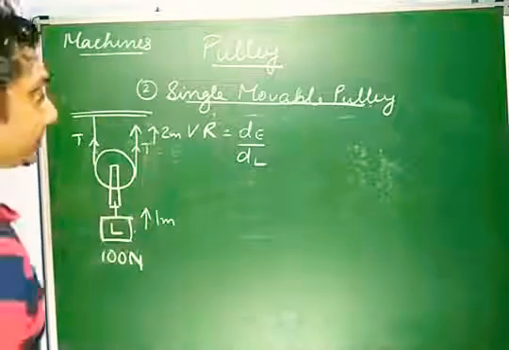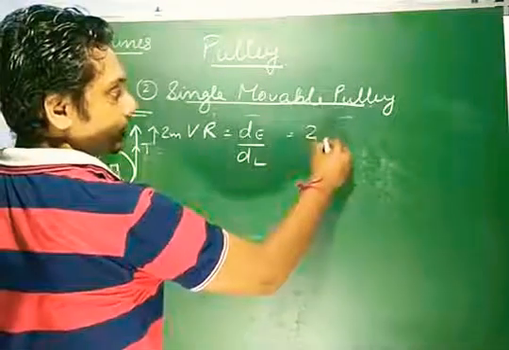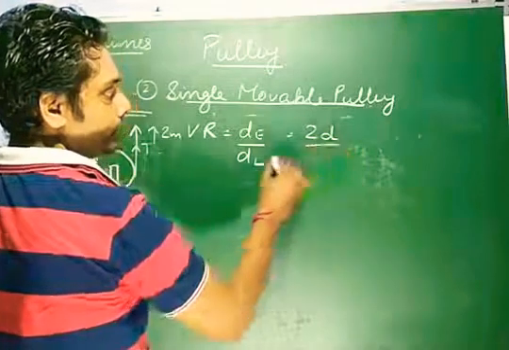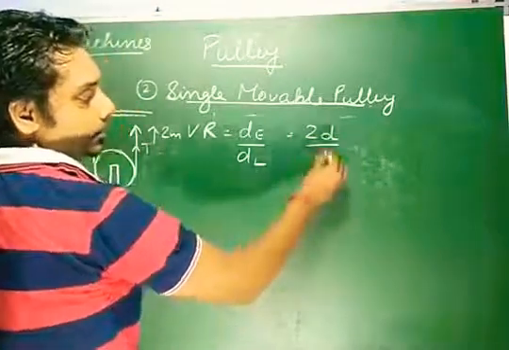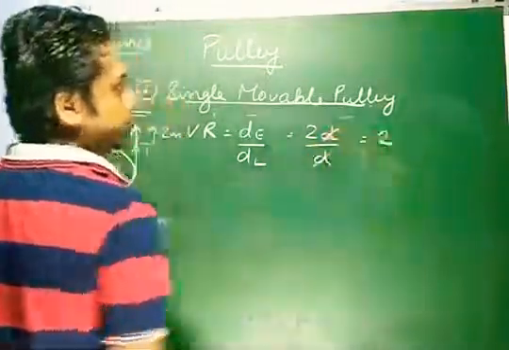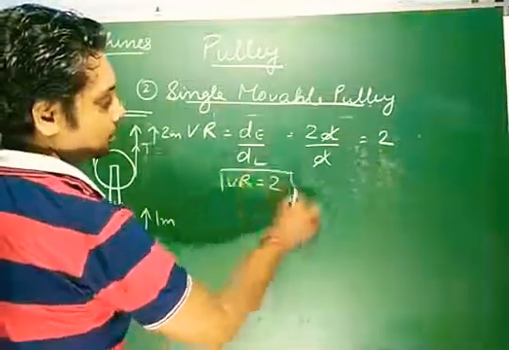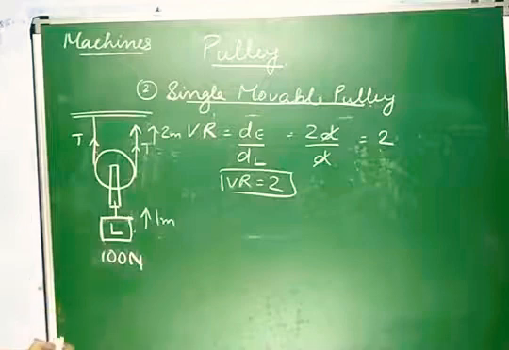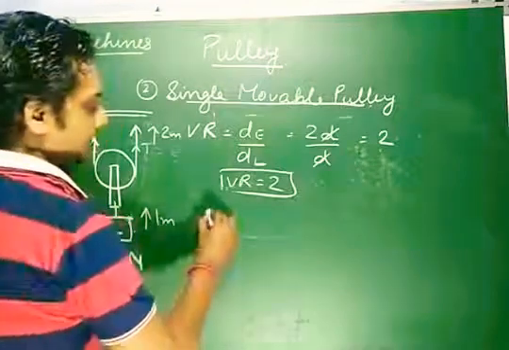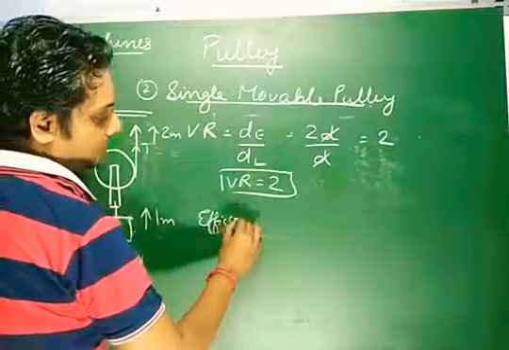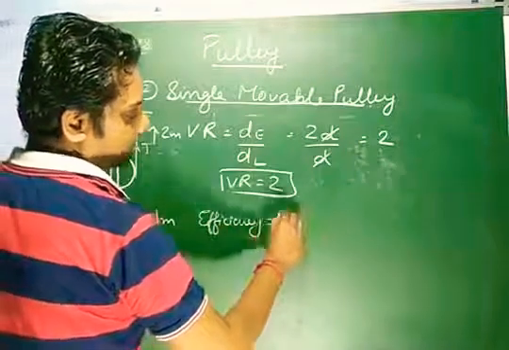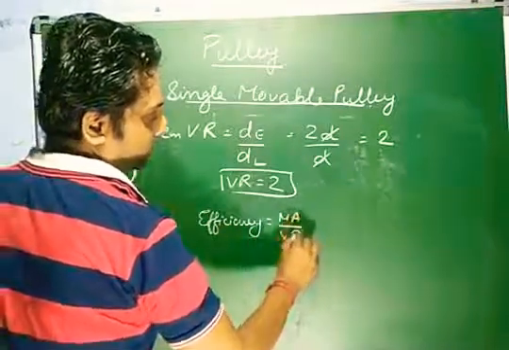Alright, so that means what we can see, distance moved by effort is equal to 2d, then distance moved by load will be just d. So that is the velocity ratio. Also we are getting 2. Alright, so because of this we can find the efficiency now, that is mechanical advantage by velocity ratio.